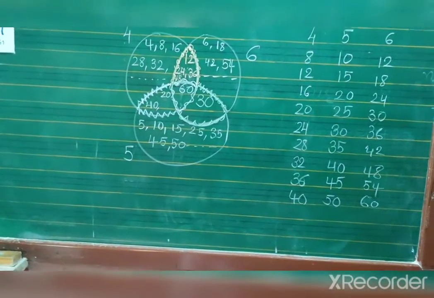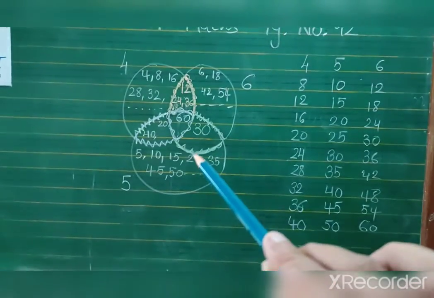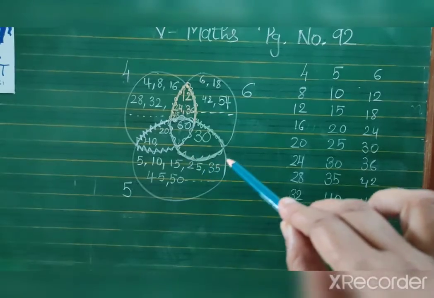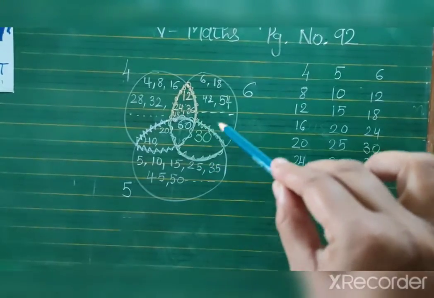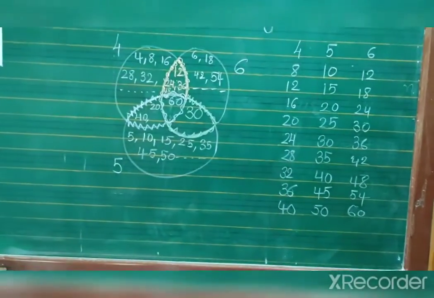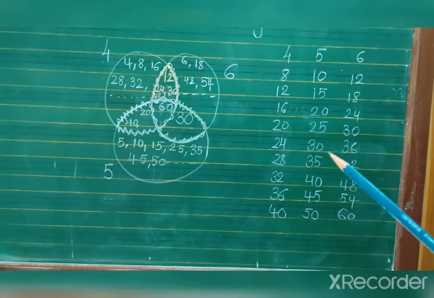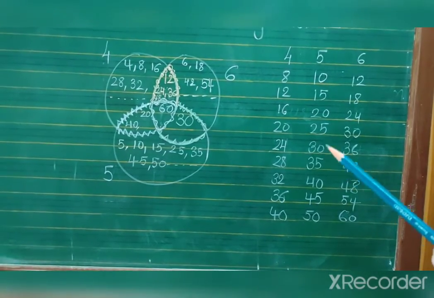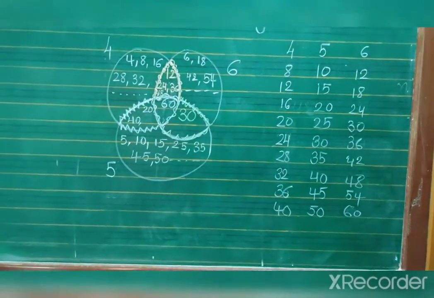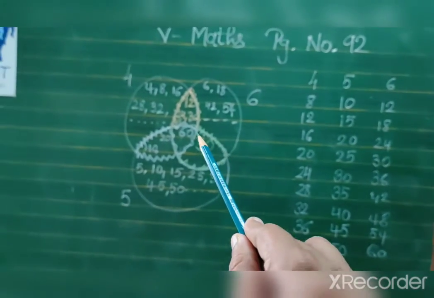Now we have to write in this part, the green part. This is the chain-type zigzag design I have here. We have to write the common multiples of 5 and 6. In the first 10 multiples you can see the common multiple is 30, 30. So I have written 30. Okay.